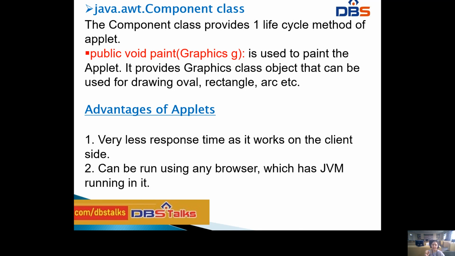What is Graphics? As I said in the previous class, it's a graphics class object. It provides the graphics class object. What is g? The graphics class object, which can be used for drawing ovals, rectangles, arcs. We can also write strings. As I already said, graphics is not only drawings or pictures; we can write something also. All of these are available in a particular graphics class object.